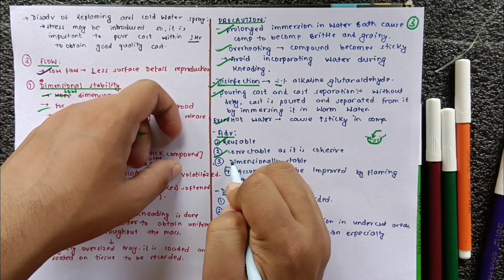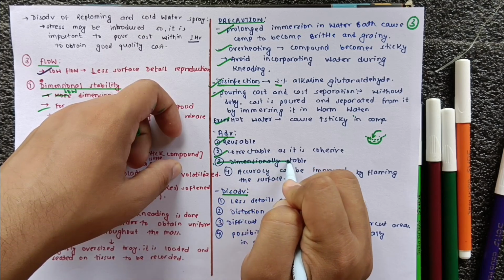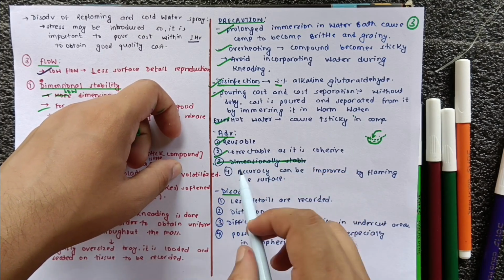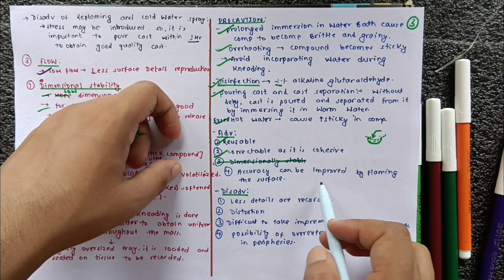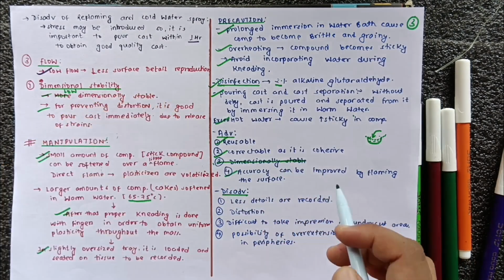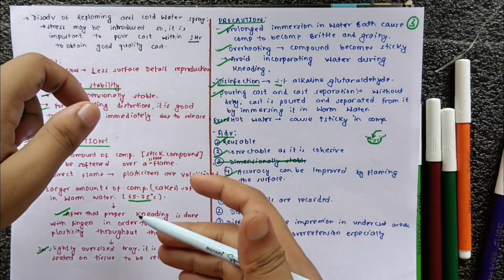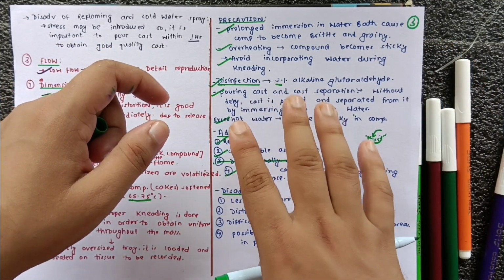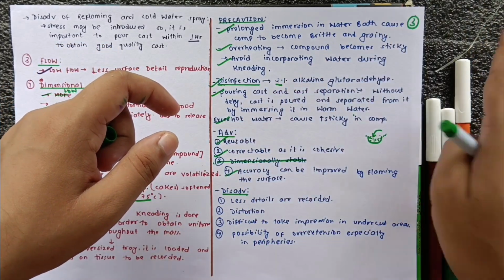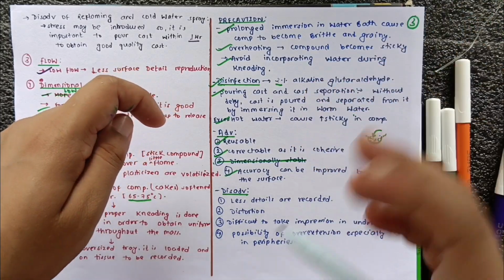Sorry, I have mentioned it here. Correctable, as it is cohesive and accurate. Accuracy can be improved by flaming the substance. As I told in the manipulation section, you can reflame it, and after flaming just put it into the cold water and take the impression, so that will increase your efficacy and accuracy.